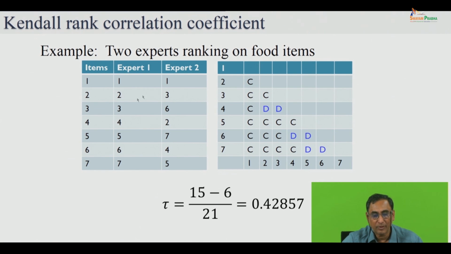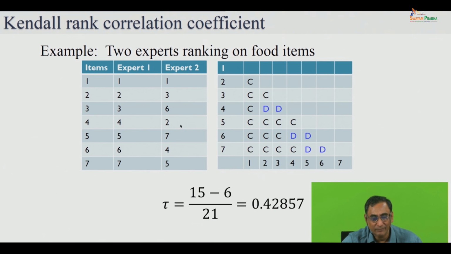Similarly, if I look at data points 1 and 3, expert 1 says 3 is better than 1. Expert 2 also says 3 is better than 1. So it's a concordant pair. Similarly, if you look at 2 and 3, both are in agreement: 3 is better than 2, 3 is better than 2. So it's concordant. Let's look at the fourth and the first one. Expert 1 says it's better, expert 2 also says better, concordant.